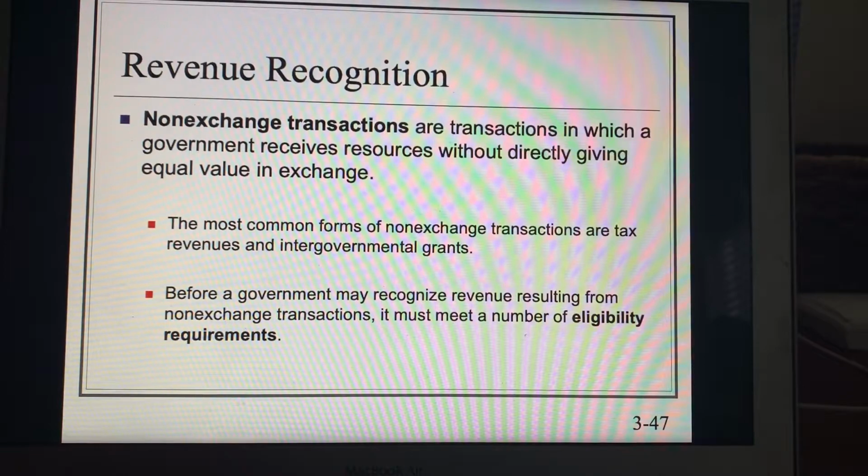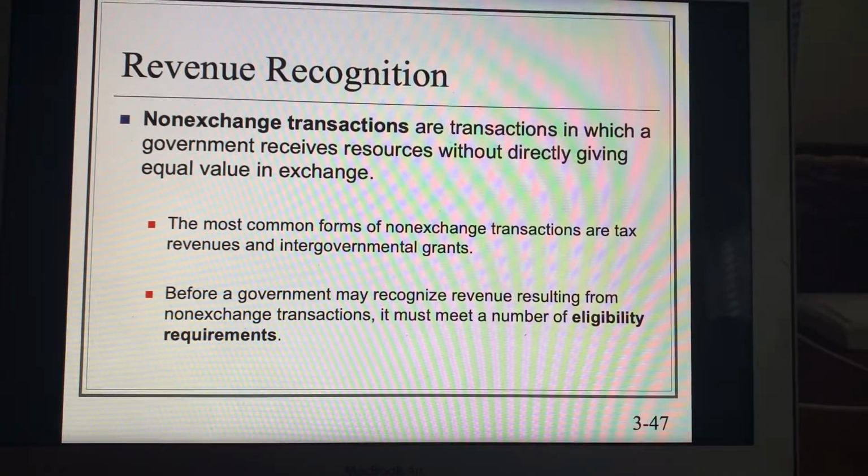So, non-exchange transactions are transactions in which a government receives resources without directly giving equal value in exchange. So the most common form of non-exchange transactions are tax revenue and intergovernmental grants. For example, City of Farmington might get money from the county and the state and the federal government. Very similarly, the Navajo Nation might get money from the federal government, state government, more than likely federal government. Some of them they get from tax revenue from the hotel occupancy tax. They'll also get revenue from the junk food tax, things of that nature.